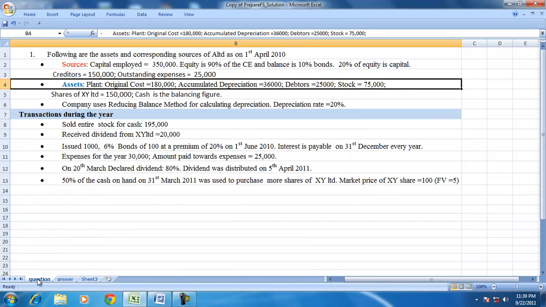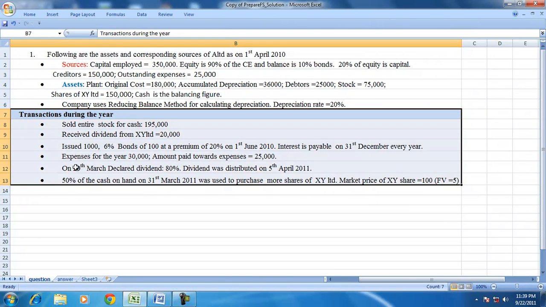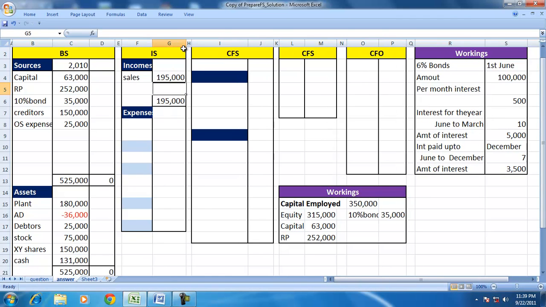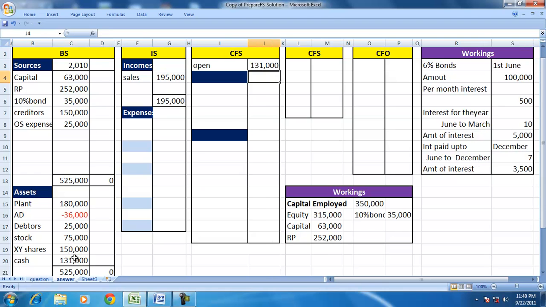Now with this information we undertake the transactions. The first transaction is that the entire stock is sold for cash, for 195,000. In the cash flow statement, the opening cash in hand is 131,000. Then sales is 195,000, and that is for cash.